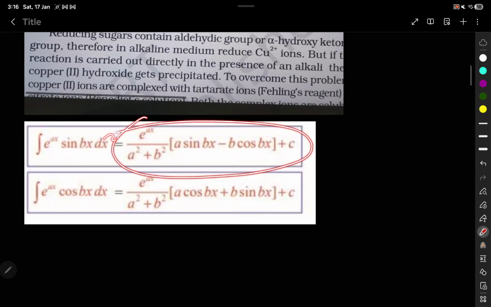So this formula is very necessary because it's directly asked: e^(ax)/(a²+b²) into (a sin bx minus b cos bx).